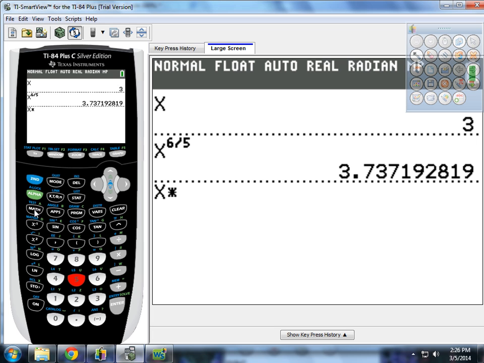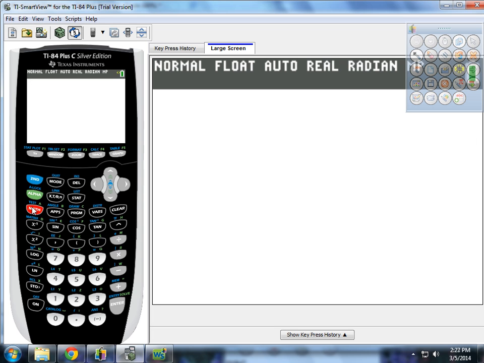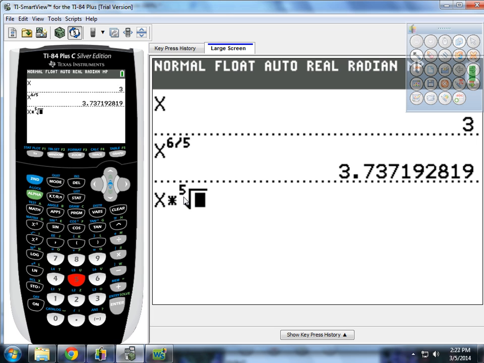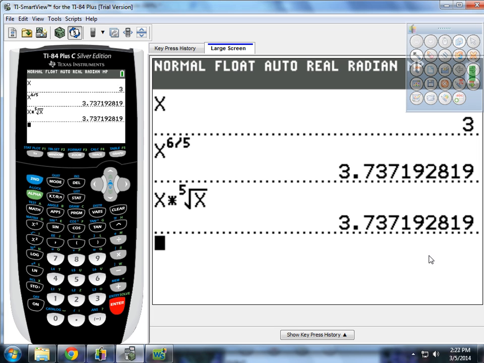Then I'm going to come up here to the math menu. Remember, math is right here under the screen, alpha. And I'm going to choose that root down there, option number 5. See how it gives me a 5th root? And then I'm going to plug in x. All right, I press enter. Look at that. It matches perfectly.